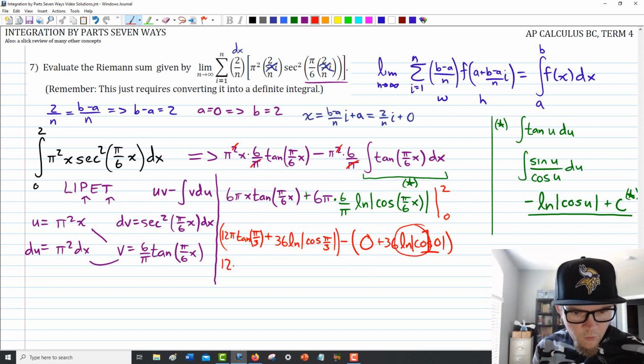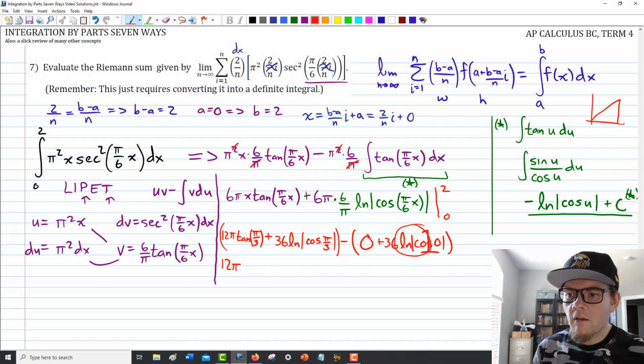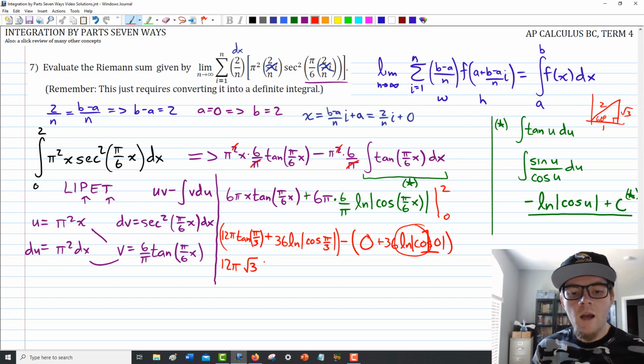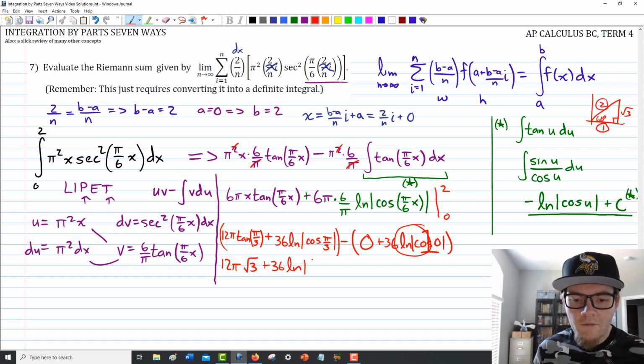So that gives us 12 pi, and then the tangent of pi over 3. If you need to, feel free to draw a quick little triangle up there in quadrant 1. Pi over 3 is a 60-degree reference angle, so the opposite would be root 3, and the adjacent would be 1. Hypotenuse is 2, but we don't need it for tangent. So that means this first term will be 12 pi root 3. On the next one, we'll have plus 36, and then we have the ln of the cosine of pi over 3. Well, we can use our triangle again. Cosine is adjacent over hypotenuse, which is 1/2.